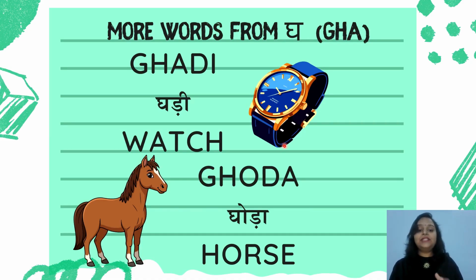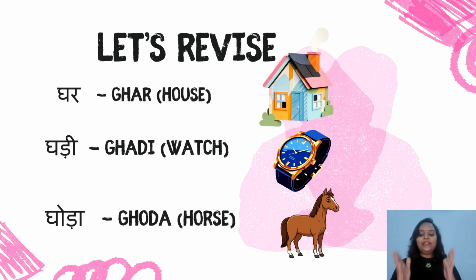Then two more words that are starting from Gha are, first is Ghadi. Ghadi is called watch in English. And second is Ghoda. Ghoda in English is called horse. So let's revise all the three new words that we learned from Gha. The first one is Ghar, that is called house in English. The second one is Ghadi, that is called watch in English. And the third one is Ghoda, that is called horse in English.